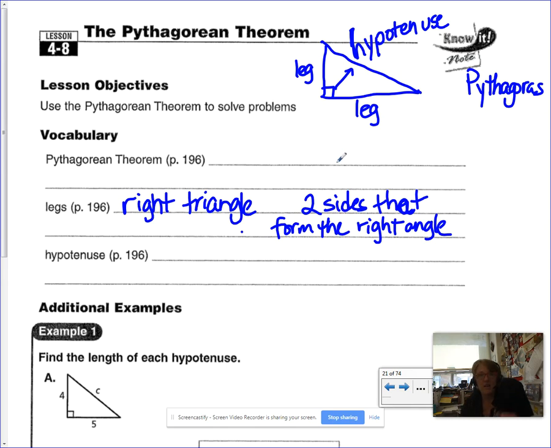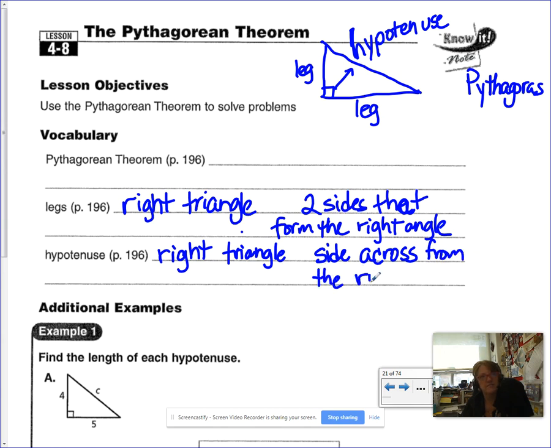It's the special side of a right triangle because this is the one that's across from the 90. So again, I'm going to say we need to be in a right triangle. This is the only time it works. It is the side across from, or opposite, the right angle. So it's kind of like the third side. Also, something that you're going to discover as you keep working with more and more of these right triangles is this also will be the longest side.